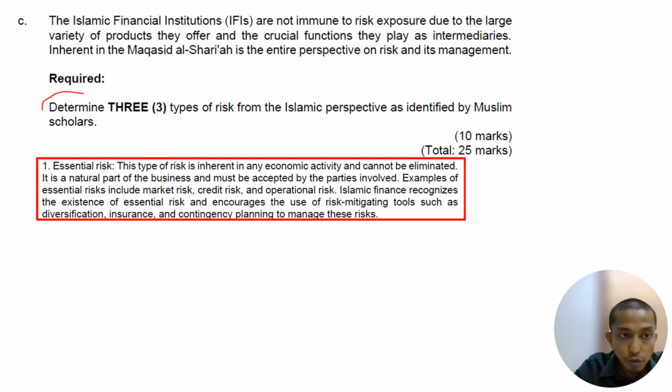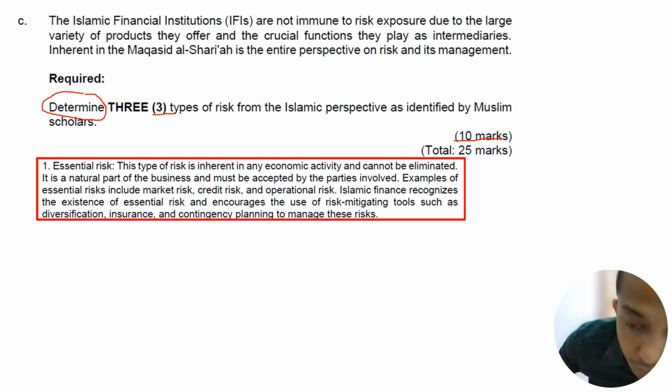Again, you see the question asks you to determine 3, and it is 10 marks. Definitely you cannot just list down 3 risks, right? You need to explain. You see 3, so you need to explain. Make sure for essential risk, for example, 1 point, 1 mark here, and 2 explanations. If you want to give an example, 1 explanation, 1 example. 3 for 1 is enough. If you are confident to do more, you do at least 2 sentences for explanation, and 1 example. 4 points for 1 type of risk to ensure that you get all these marks, right? All right. So first one is essential risk.